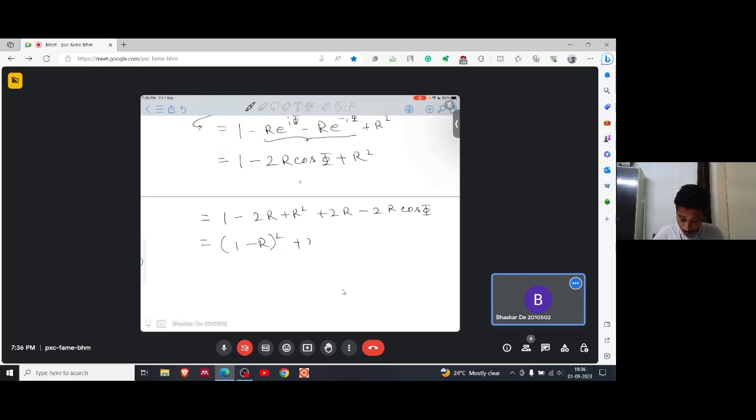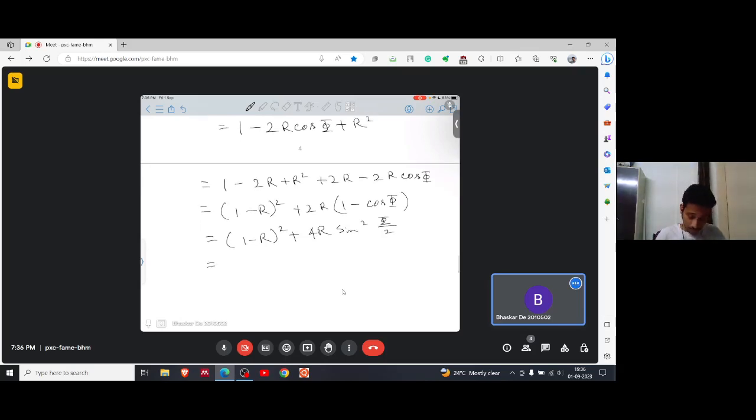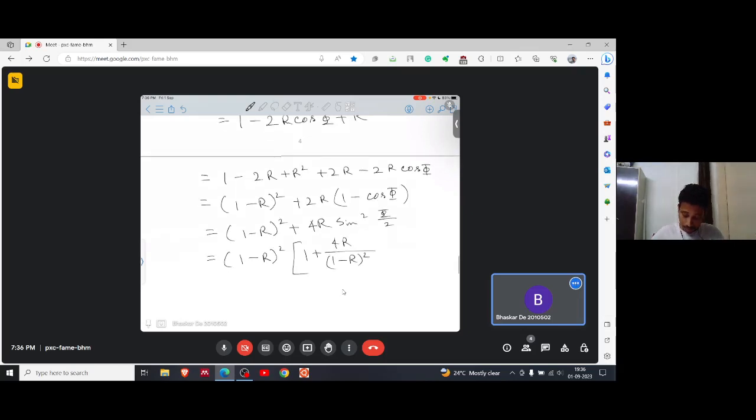then 2r. If we take 2r common, then it is 2r times 1 minus cos phi. 1 minus r whole square plus 4r sine square phi by 2, then 1 plus 4r by 1 minus r whole square sine square phi by 2.